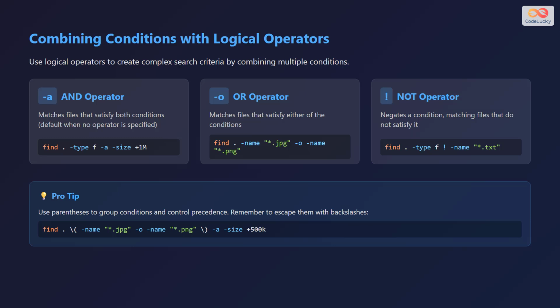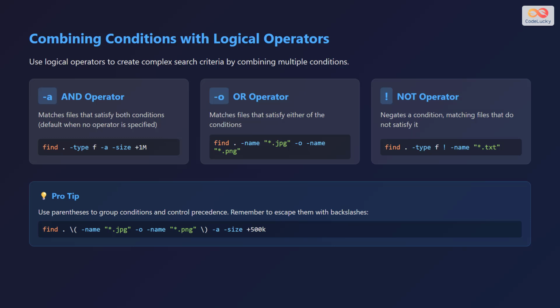The or operator, represented by -o, matches files that satisfy either of the conditions. For example, find . -name "*.jpg" -o -name "*.png" finds files that are either JPG or PNG images. The not operator, represented by an exclamation point, negates a condition, matching files that do not satisfy it. For example, find . -type f ! -name "*.txt" finds files that are not text files.